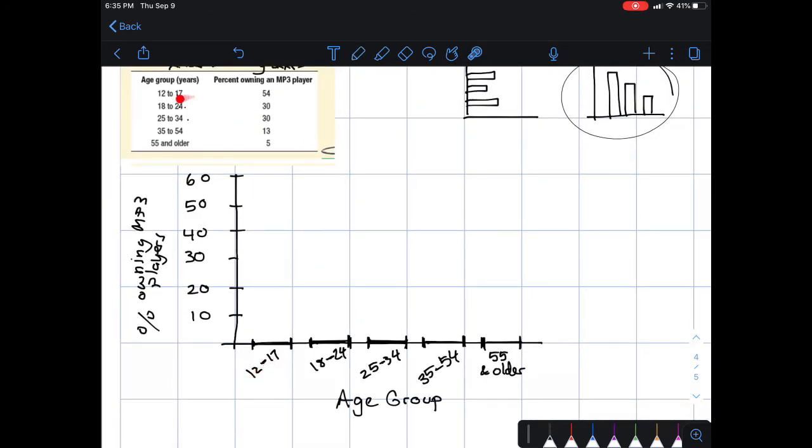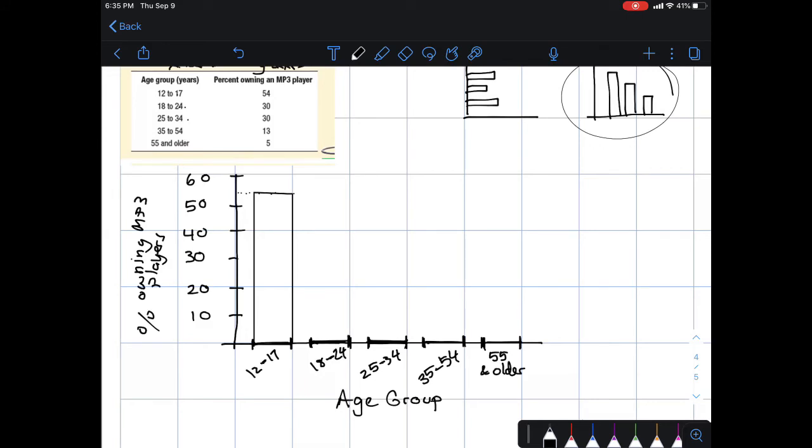Okay, so let's look at the table and see how far we're going to go. So 12 to 17-year-olds is 54. 54 is like 55, kind of, I would say about there, okay? And so you want to draw a straight line up. I'm cheating. My software does a really good job at drawing straight lines, but you could use a ruler, that's the word I'm looking for. Okay, so that's the first bar.